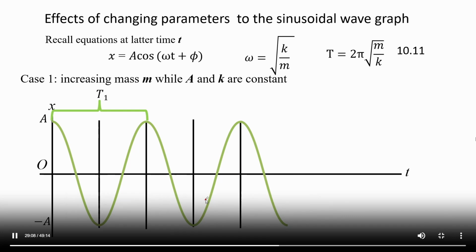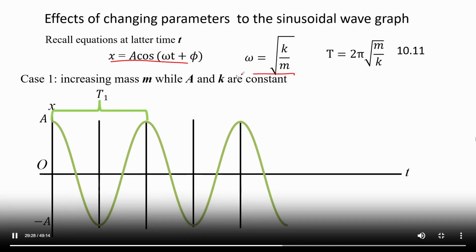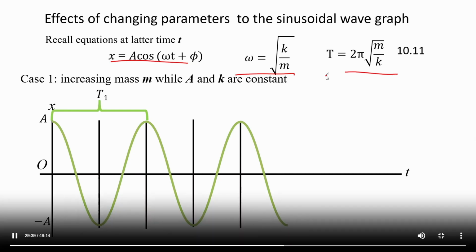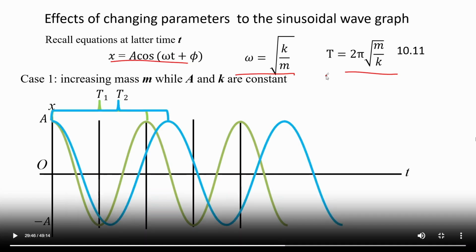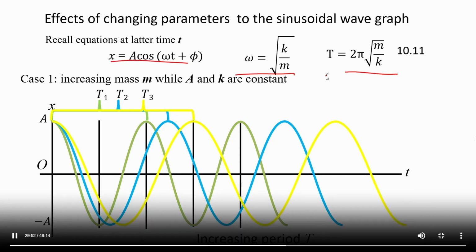Now, let's look at the effects of changing parameters to the sinusoidal wave function. So this is the position x at time t for a cosine function. Remember, if it is sine, it is plus pi over 2, right? So, and omega is this one, and t. If we increase the mass, while the amplitude and the constant k are constant, there is an increase in the period, so one complete cycle is longer. Increasing the mass increases the period, so they're almost like proportional behavior.